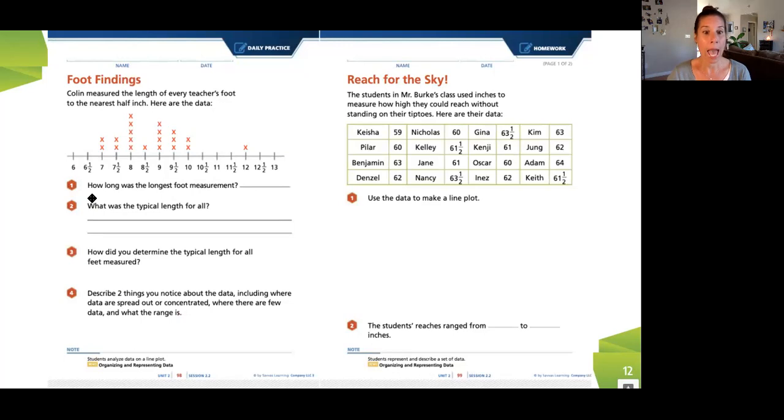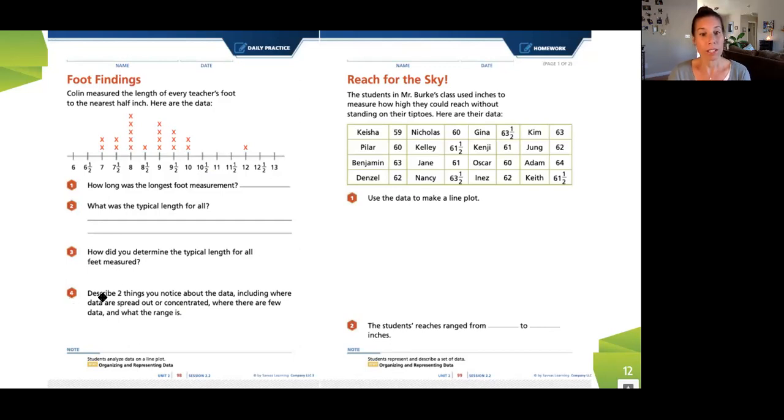Number 1, how long was the longest foot measurement? Number 2, what was the typical length for all? Now, typical means the most common. So what is the most common length? Number 3, how did you determine the typical length for all feet measured? So how did you come up with that most common length?